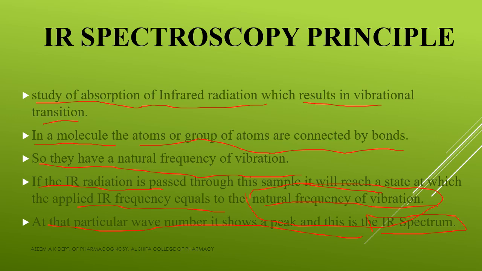Very simple. Okay. So it is concerned with the study of absorption of infrared radiation, and that results in vibrational transition. In a molecule, the atoms or group of atoms are connected by bonds, and they will have a natural frequency of vibration because these bonds are not rigid in nature, and they will have some sort of vibration. So that's the natural frequency of vibration. Here, if an IR radiation is passed through the sample, it will reach a state at which the applied IR frequency equals the natural frequency of vibration. And at that particular wave number, it will show a peak, and this is the IR spectrum.